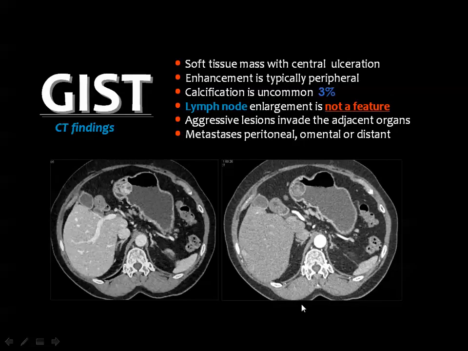On CT scan, it will appear as a central lesion, and it may show ulcer if it is sizable. Enhancement is relatively apparent, and it may be peripheral. Calcium is known in the GIST tumors, but lymph node enlargement is not a feature of GIST tumor, and this will differentiate malignant GIST from gastric adenocarcinoma, for example. Then aggressive lesions will invade the adjacent structures and will give metastasis to the peritoneum and omentum, or even distant metastasis.